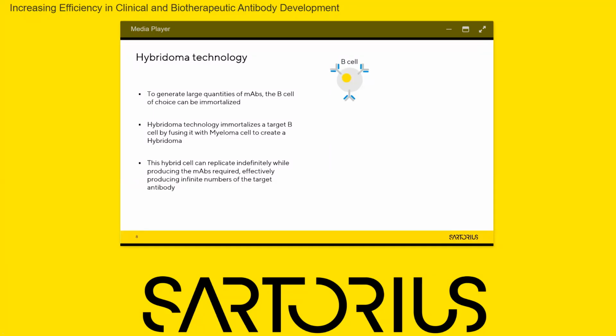So one of these ways is to use hybridoma technology. So what you do here is take a B cell and you fuse it with a myeloma cell, which is an immortalized cancer cell. And this fusing creates a hybridoma. The hybrid cell is able to replicate indefinitely, but it also produces the monoclonal antibodies that you're looking for. So it effectively produces infinite numbers of the target antibody.